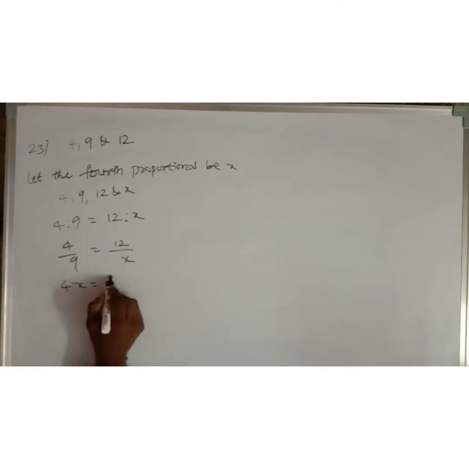Now do the cross multiplication. 4x is equal to 9 into 12. Now x is equal to 9 into 12 by 4. 4 ones are 4, 4 threes are 12. Now x is equal to 9 into 3, which is 27. Therefore the fourth proportional is 27.